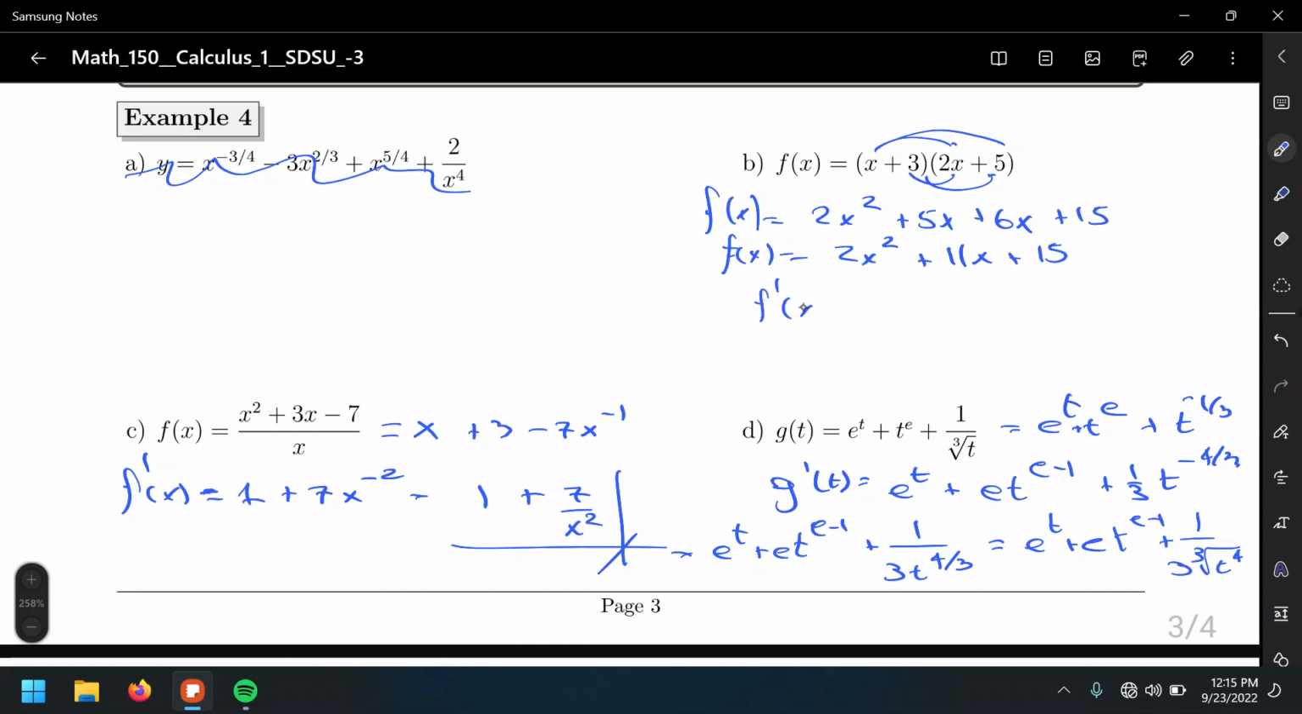So f prime: the derivative of 2x squared, multiply the exponent with the coefficient, 4x to the 2 minus 1, which is just 1. We don't need to write that invisible 1. The derivative of 11x is just 11, and the derivative of a constant is zero, and that's going to do it for us. So again, in some cases we need to do some algebra first, some simplification first, before using the general power rule or whatever rule.